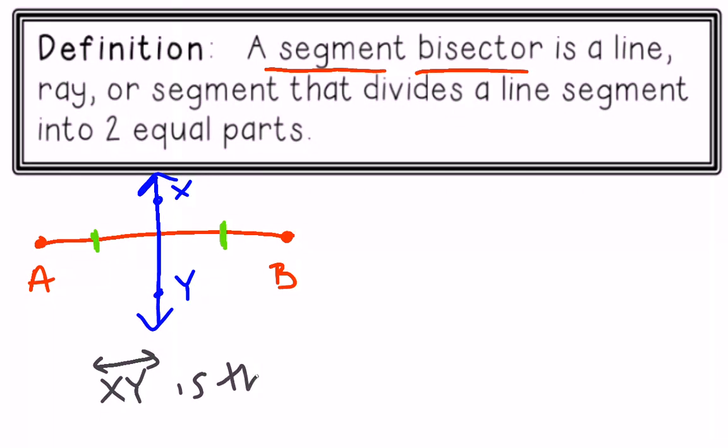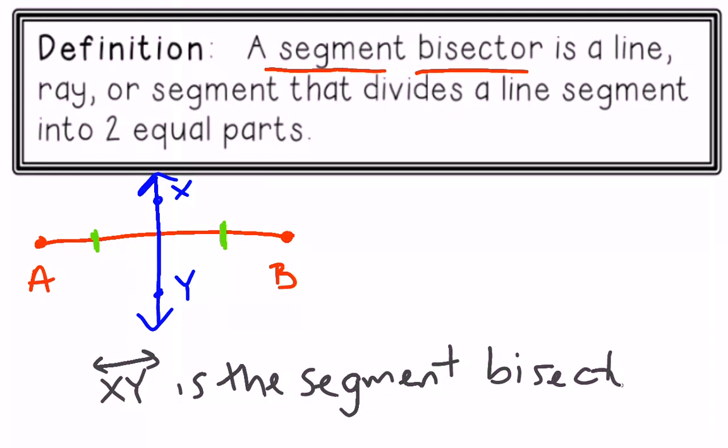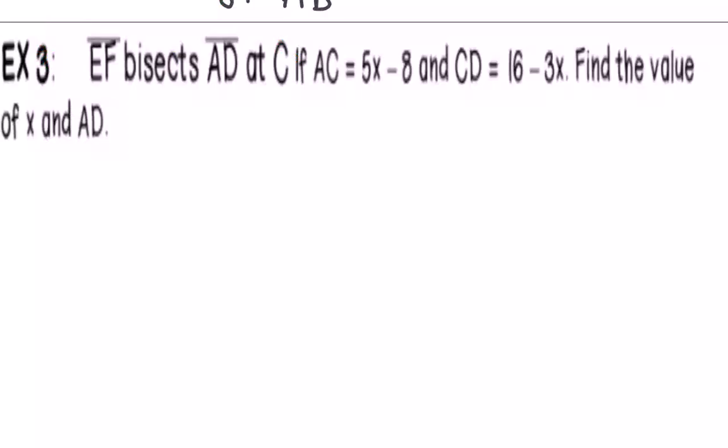is the segment bisector of segment AB. Remember, to do a segment, it just looks like a line without arrows, because that's really what a segment is, part of a line. So let's see what that looks like in problems.